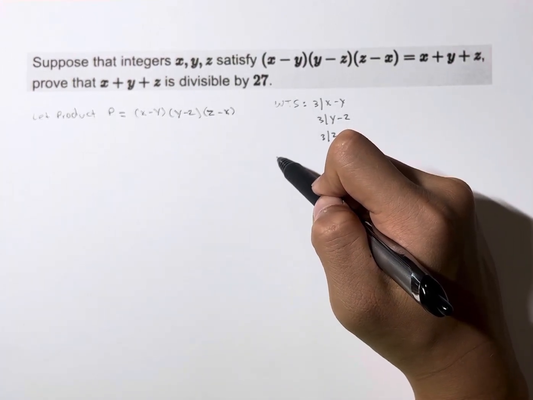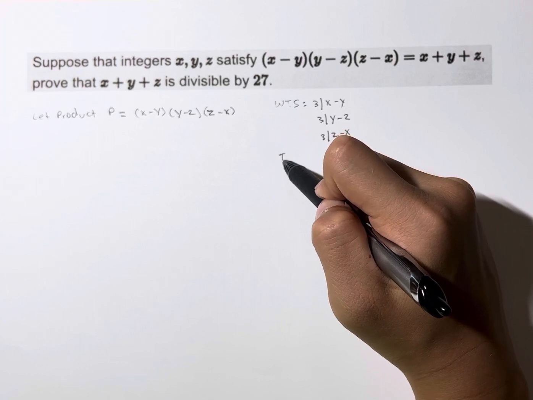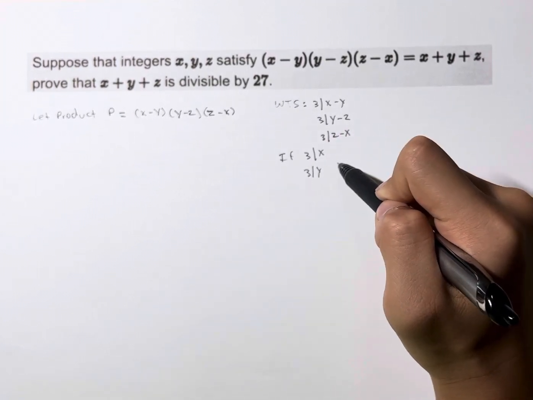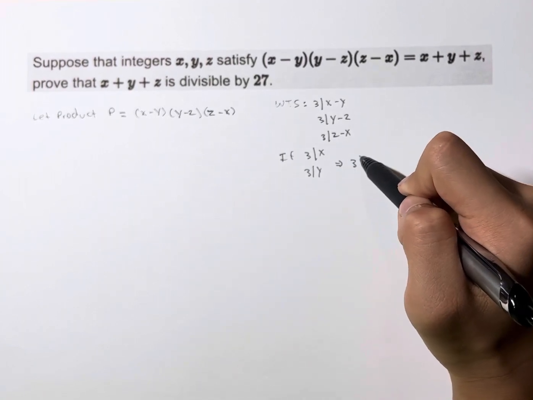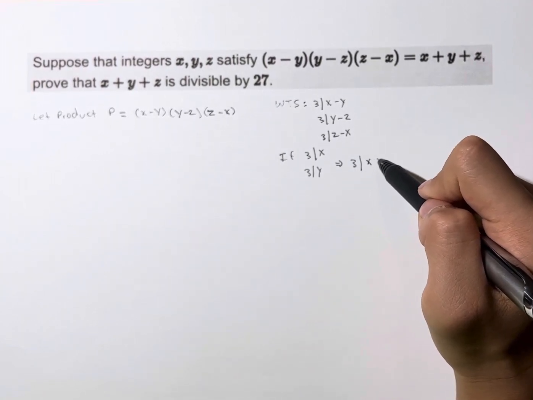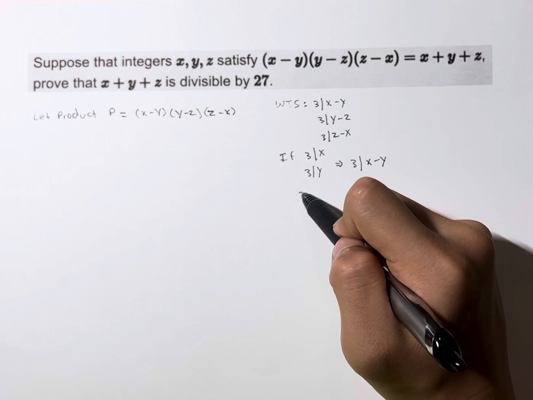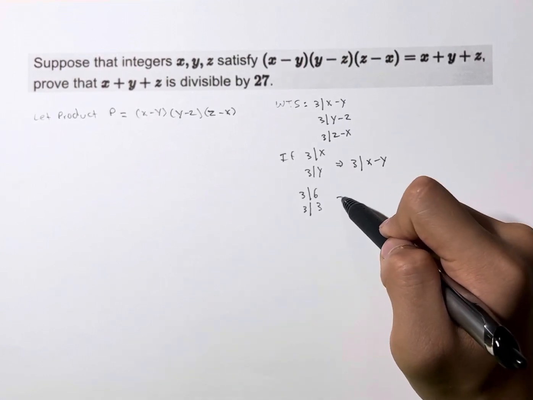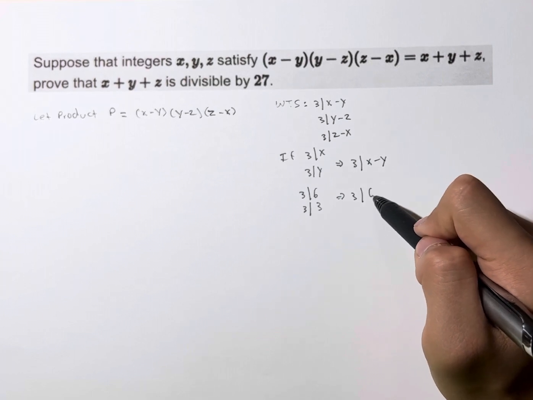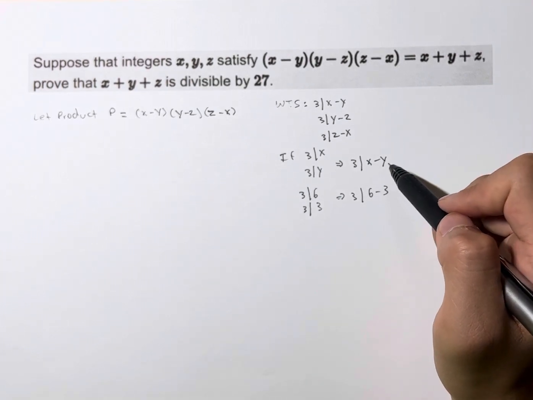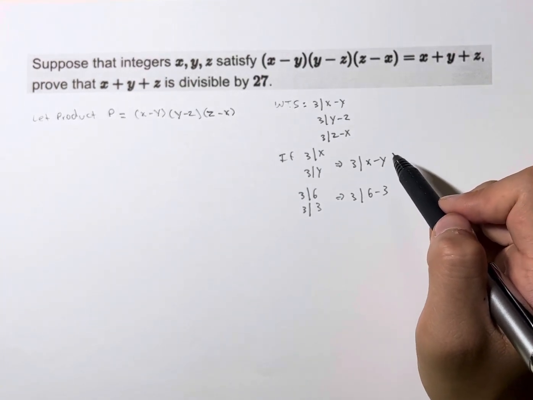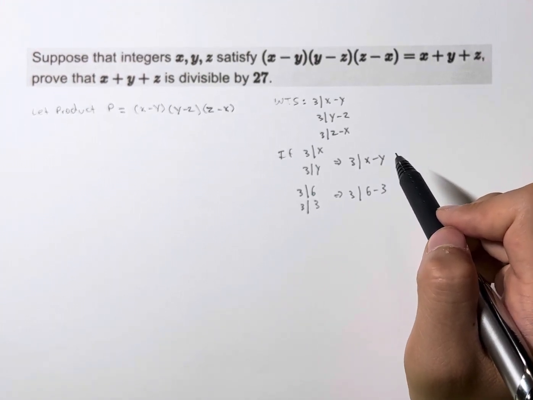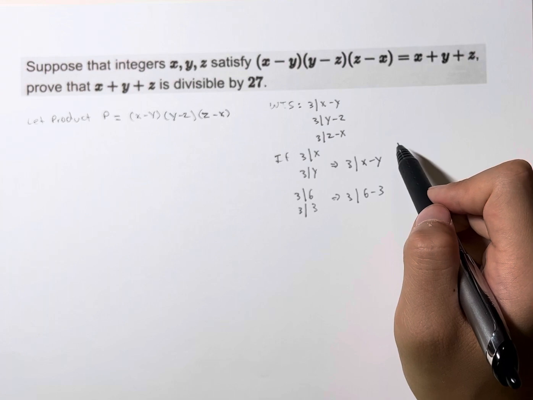Because if 3 is a factor of x, and 3 is a factor of y, then obviously 3 is a factor of x minus y. For example, if 3 is a factor of 6, and 3 is a factor of 3, then 3 is a factor of 6 minus 3. The more professional way of showing this is called congruence modulo. It's basically the same thing as showing remainders.